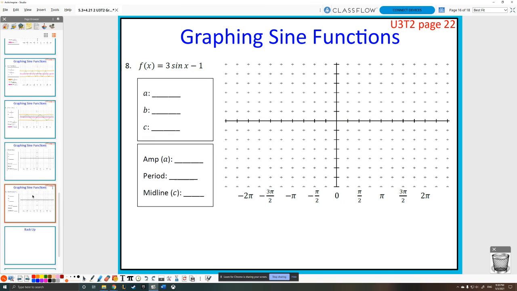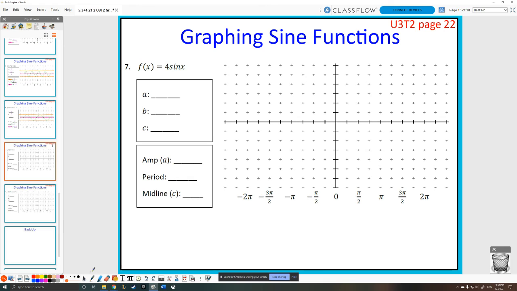Okay, and I think we have 2 more. Yeah, 2 more. This one's pretty straightforward. I got 4, 1, 0 with amplitude of 4, period of 2 pi, midline of y is equal to 0. Okay, and after a while, I think it does become a lot easier to find your values pretty quickly, your amplitude, your period, and your midline.